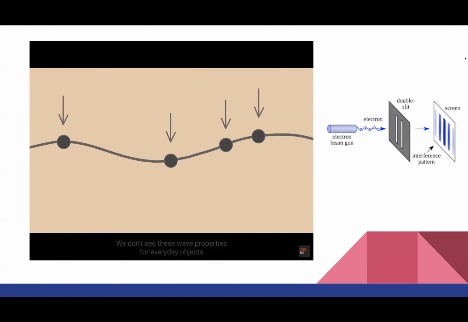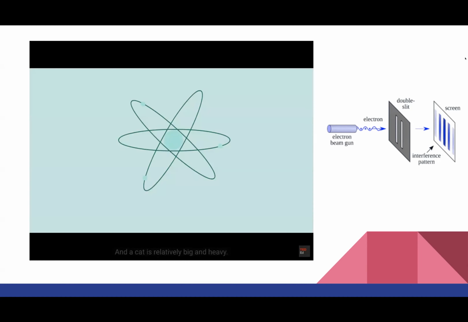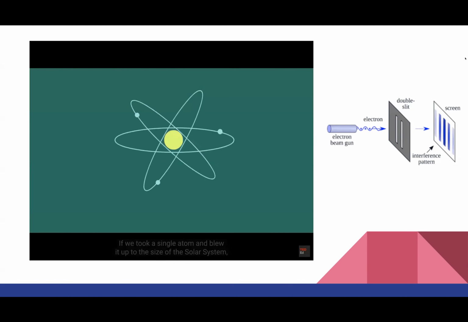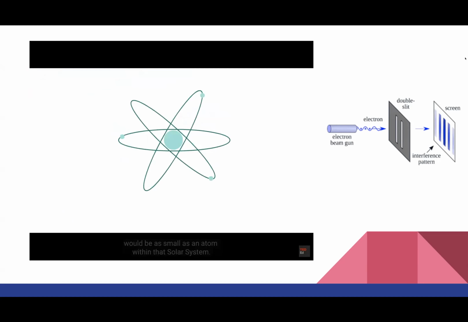We don't see these wave properties for everyday objects because the wavelength decreases as the momentum increases, and a cat is relatively big and heavy. If we took a single atom and blew it up to the size of the solar system, the wavelength of a cat running from a physicist would be as small as an atom within that solar system. That's far too small to detect, so we'll never see wave behavior from a cat.